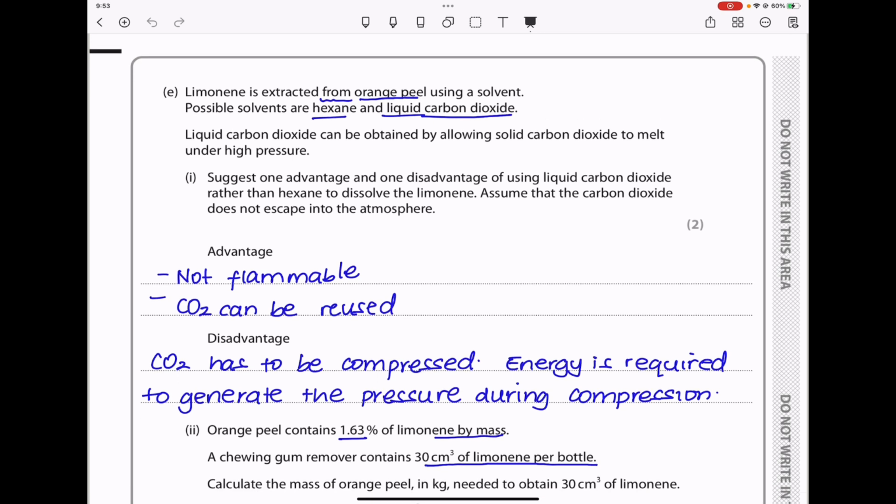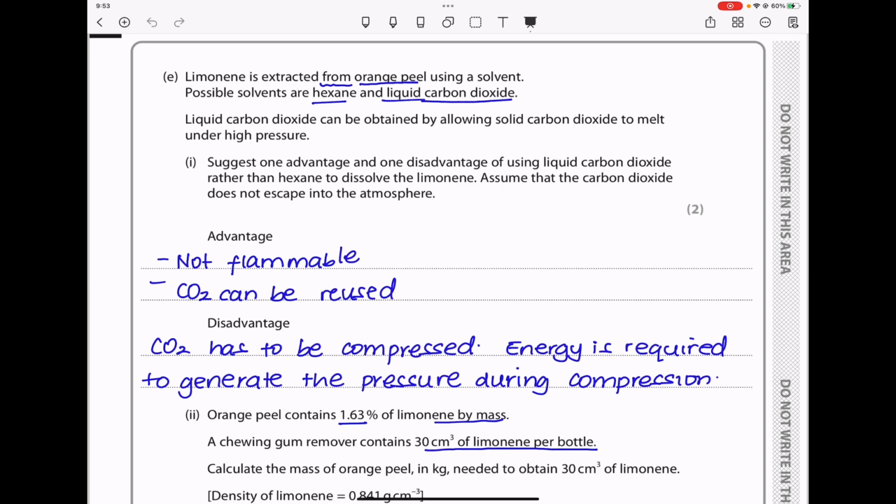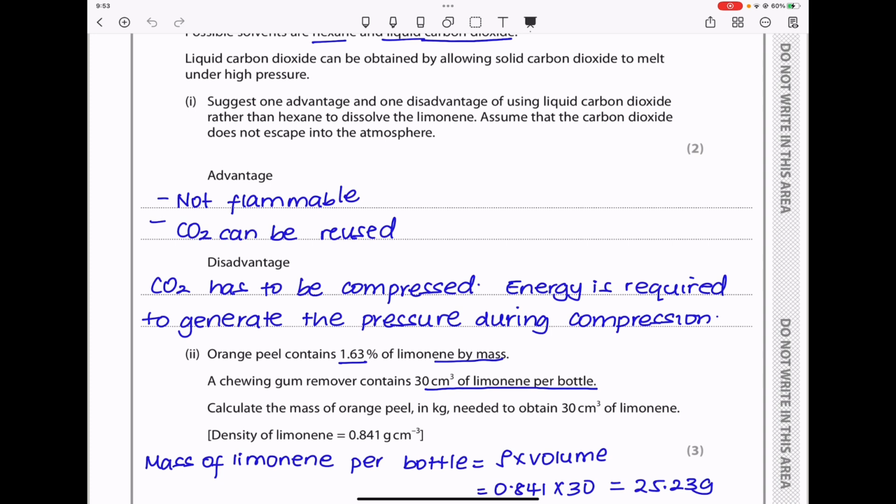So the advantage is CO2 is not flammable, and CO2 can be reused because it doesn't escape. And then the disadvantage is CO2 has to be compressed, meaning a lot of energy is required for this compression process or to generate the pressure.